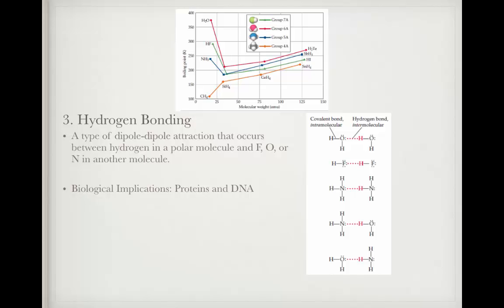Now, the important thing to remember is that hydrogen bonding, while it's strong, is not as strong as covalent bonding. And so as a result, that allows DNA to break, the two strands to break apart when we need to replicate the DNA, either in DNA replication or when we're creating RNA.